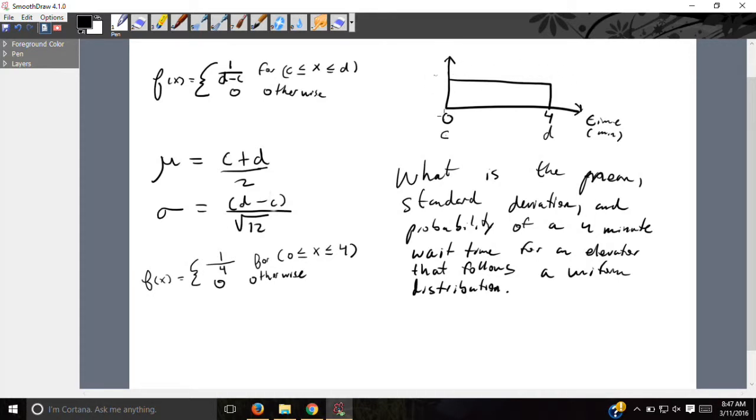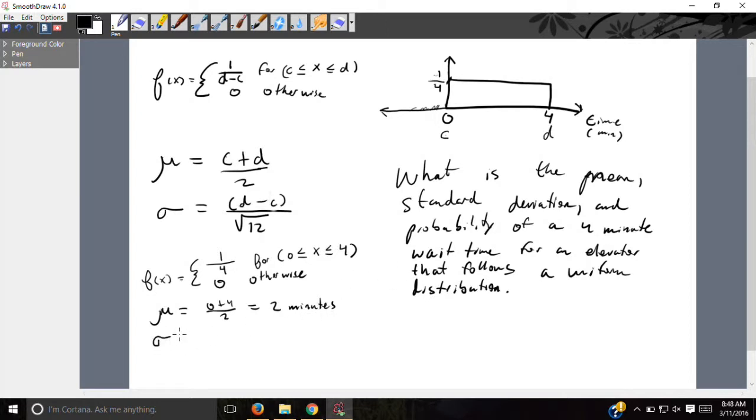So if we notice here, between 0 and 4, 1/4, which is what we just defined, is the height of this rectangle. And over here, past 4, it's 0. And if we were to draw a negative wait time, which really would not happen in real life, it's also 0. So, if I wanted to find my mean, or average wait time for an elevator, I just need to plug into this function for my mean. Mean is equal to 0 plus 4 divided by 2, which is equal to 2 minutes.